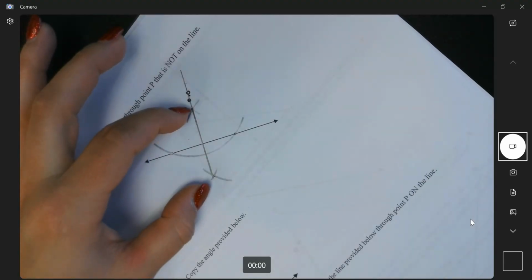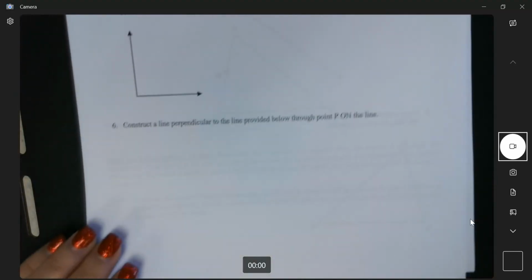There we go. Okay. So if it's a perpendicular line that has to go through point P, make sure that it's going through that point. Okay, even though it's not on the line and it's not the 2 intersection points that are here, you need to connect all 3. So don't forget that. All right, so let's take a look at number 5.